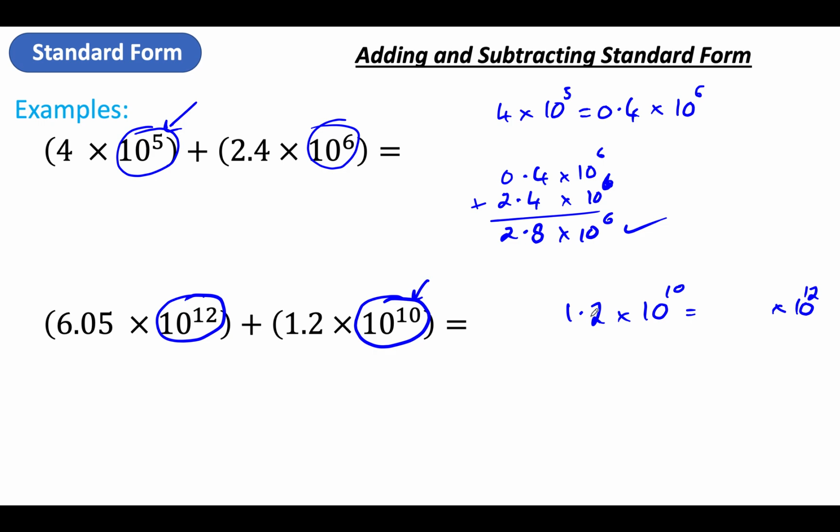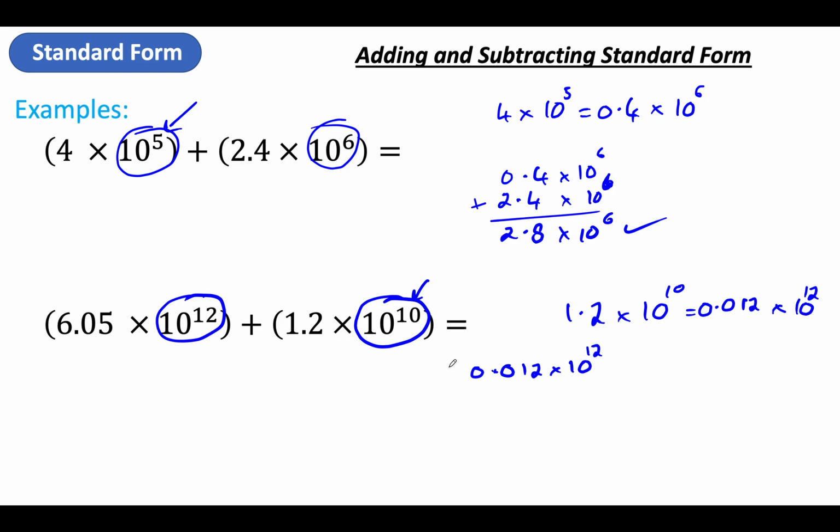It gets 2 places smaller, not just 1 place, but 2 places, because this has changed by a value of 2. So 1 place smaller would be 0.12. 2 places smaller is 0.012. It's shifted 2 places. This number is still the same. It's just got a different power of 10. Okay? So 0.012 times 10 to the power of 12.